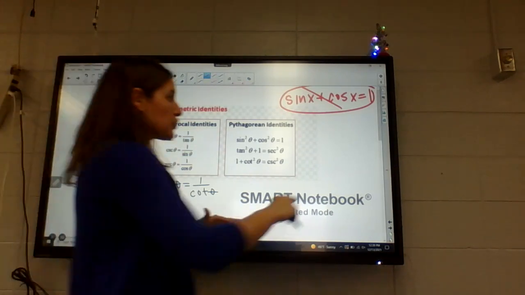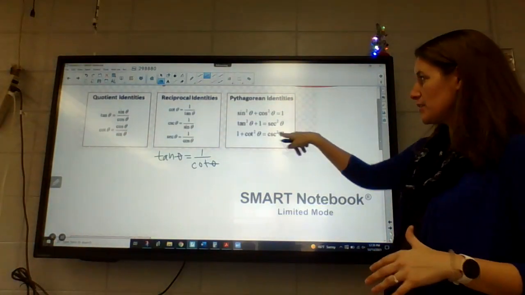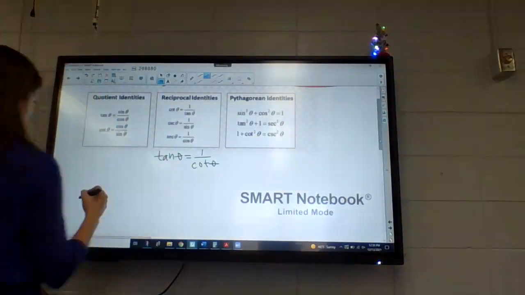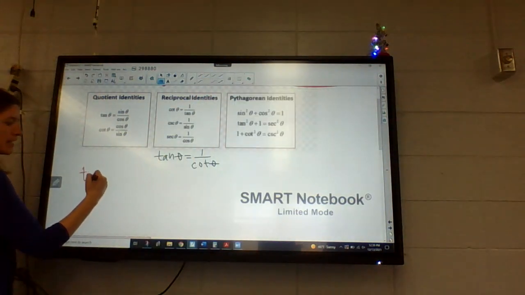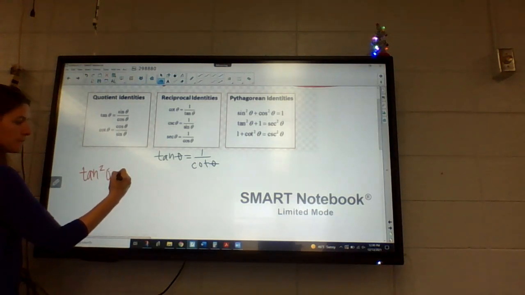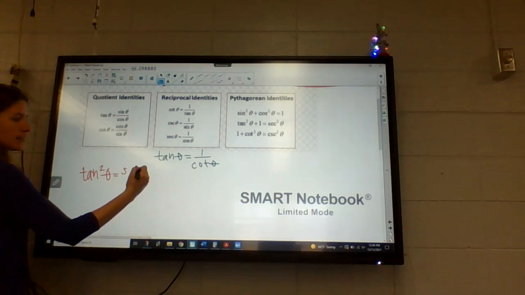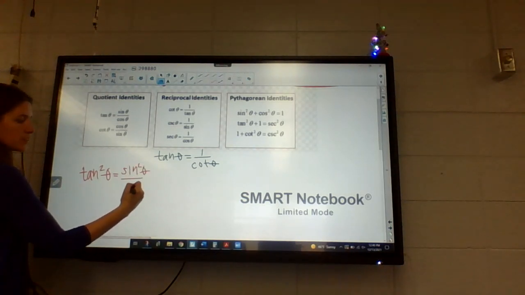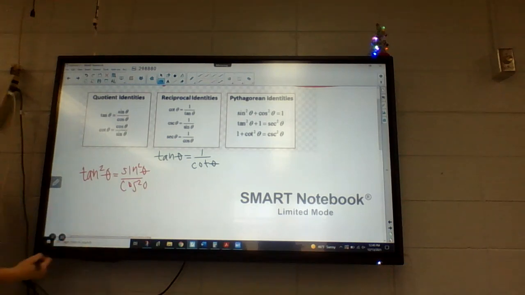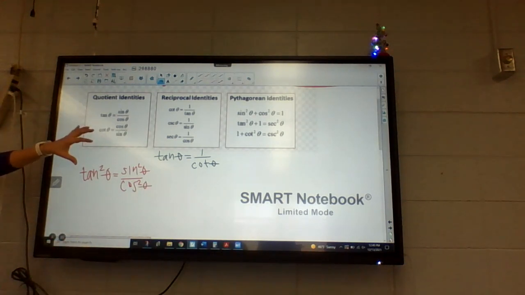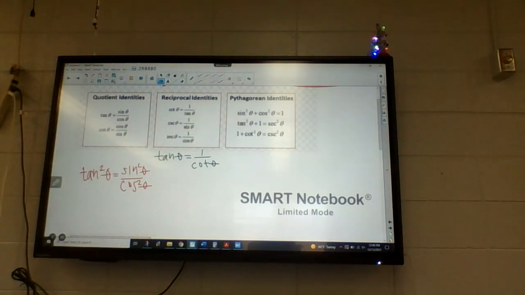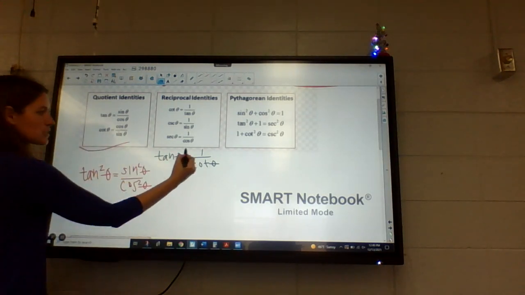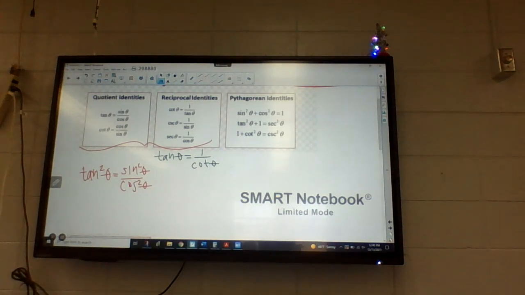However, these do work. These don't work if they're not squared. These do work if they are squared. So let me show you what I mean here. If I have tangent squared theta, it's the same thing as sine squared over cosine squared. So these can be squared, you can't take the square root of them, and you can't change them to a different power. That might be something worth writing down. So both of these two can be squared. You can write them as a squared rule.